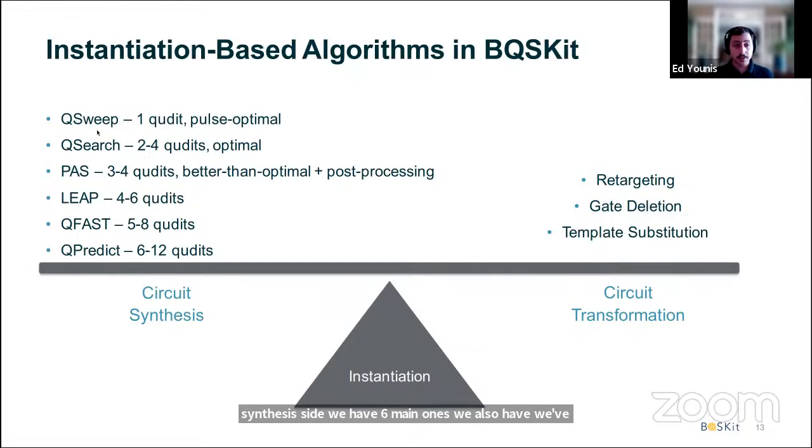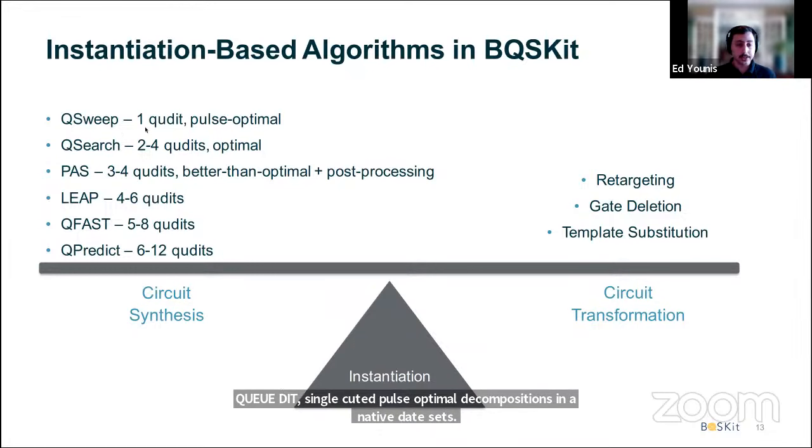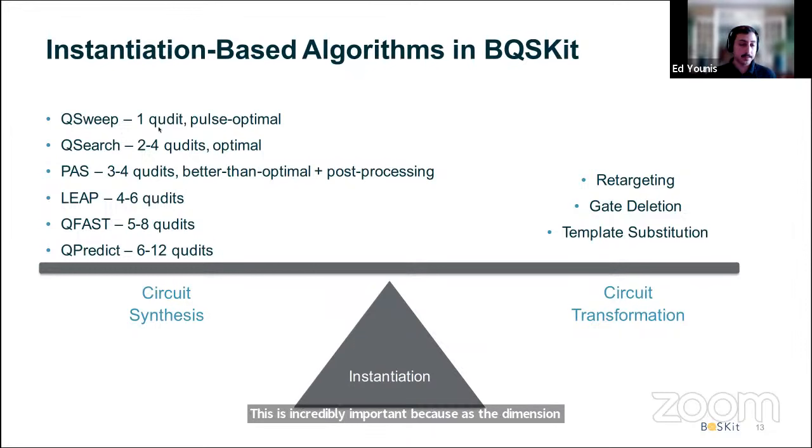We have QSweep, which is a newer one that does single qudit pulse optimal decompositions into native gate sets. This is incredibly important because as the dimension of the qudit increases, the single qudit decompositions become very complex. We have QSearch. I talked a little bit about that. That produces optimal results in the 2 to 4 qudit regime.